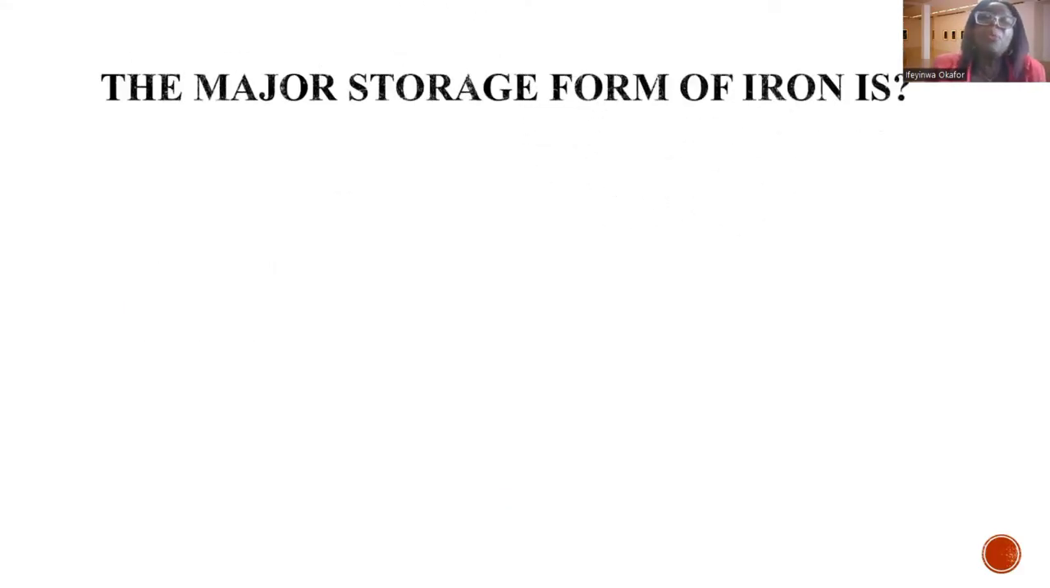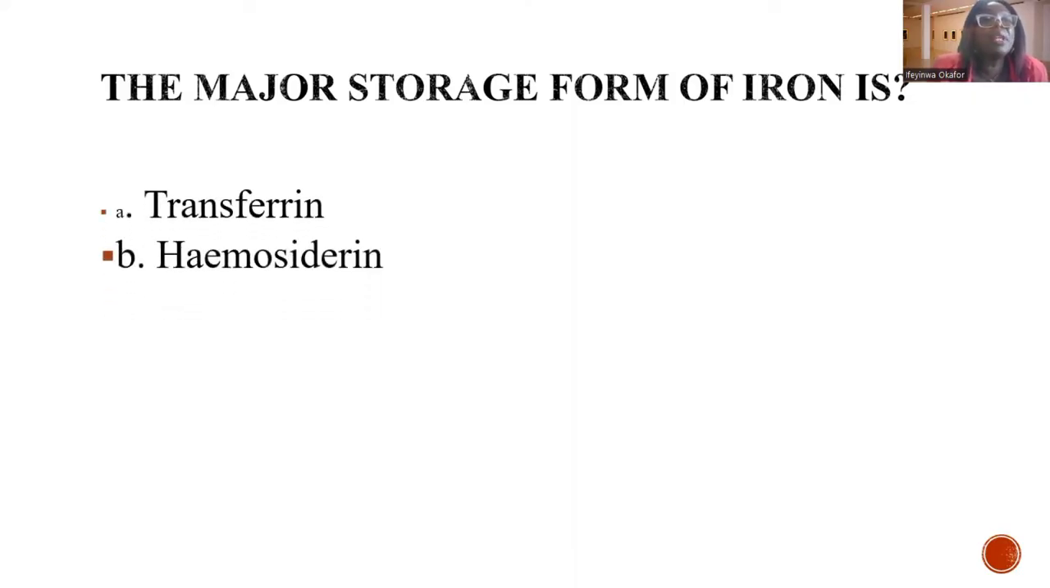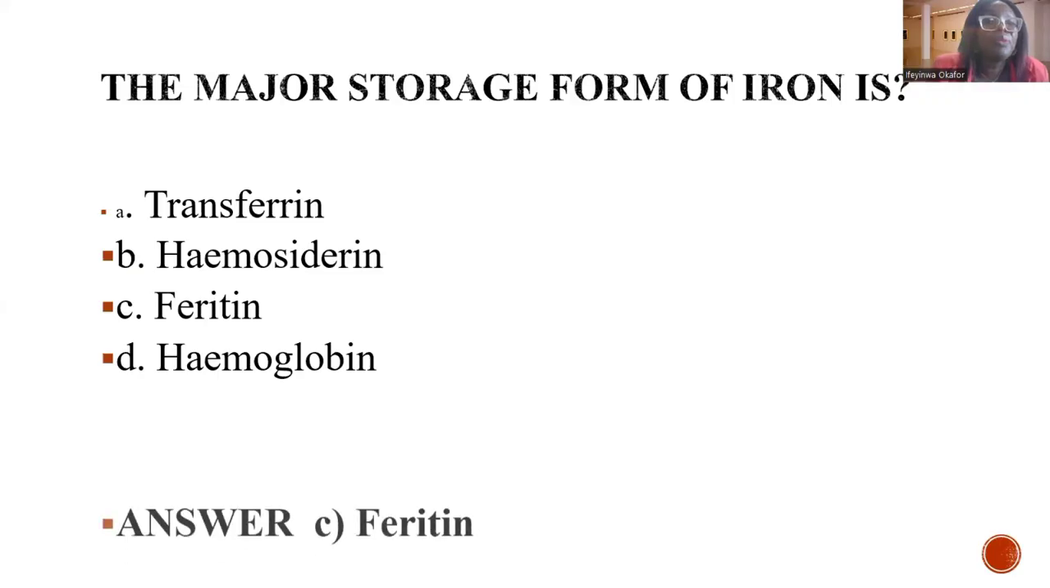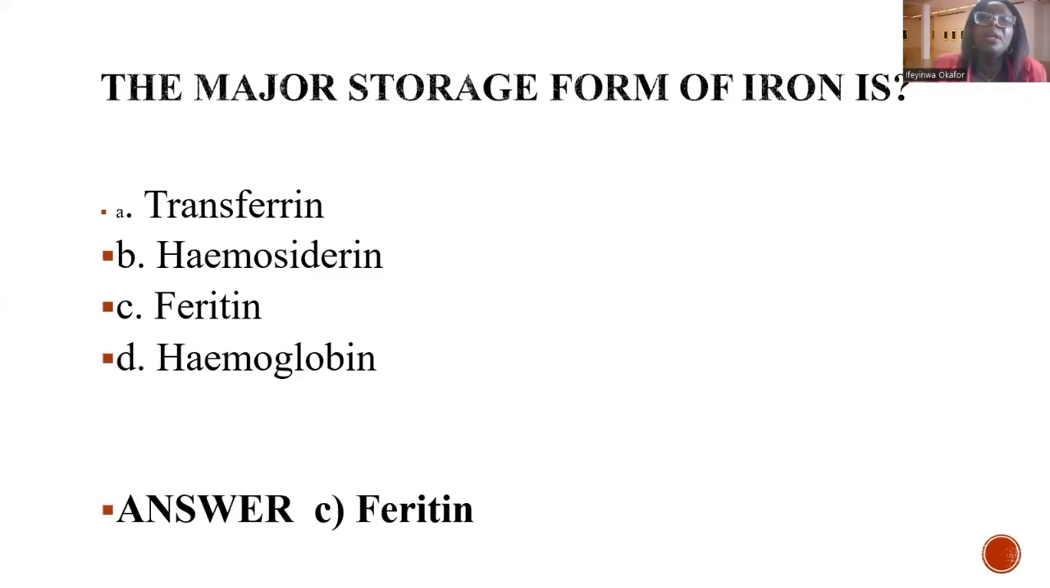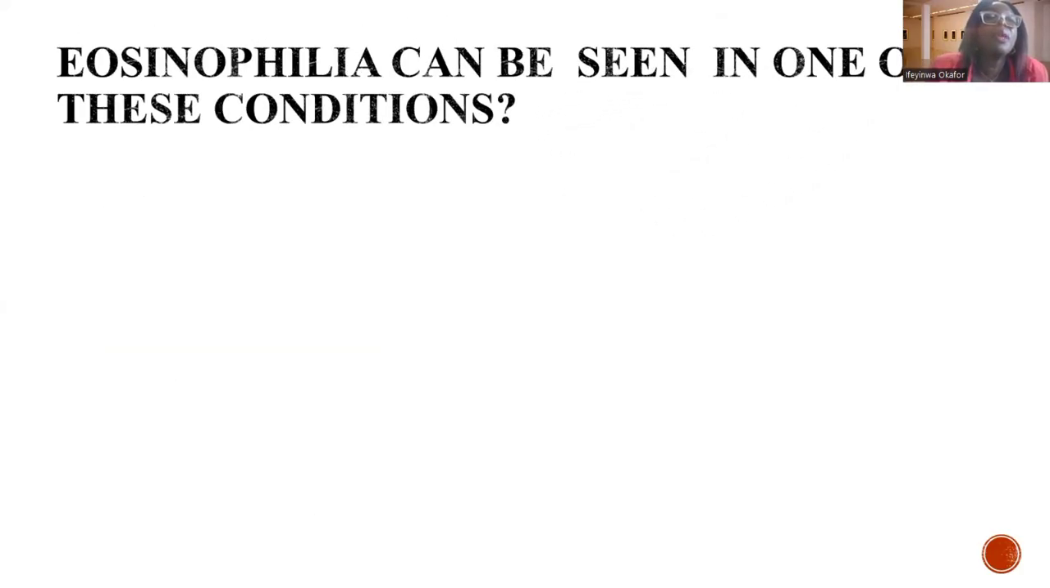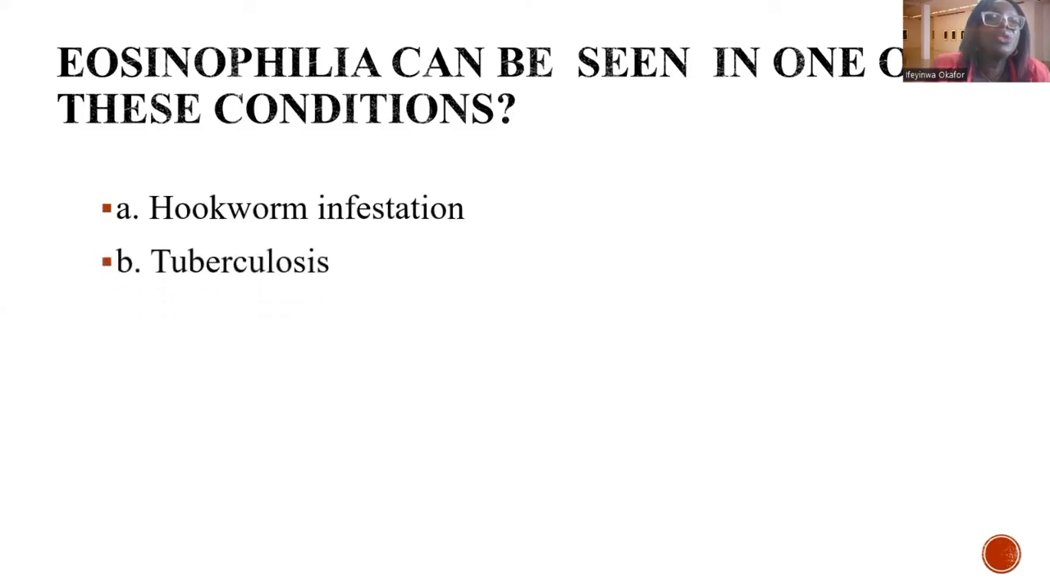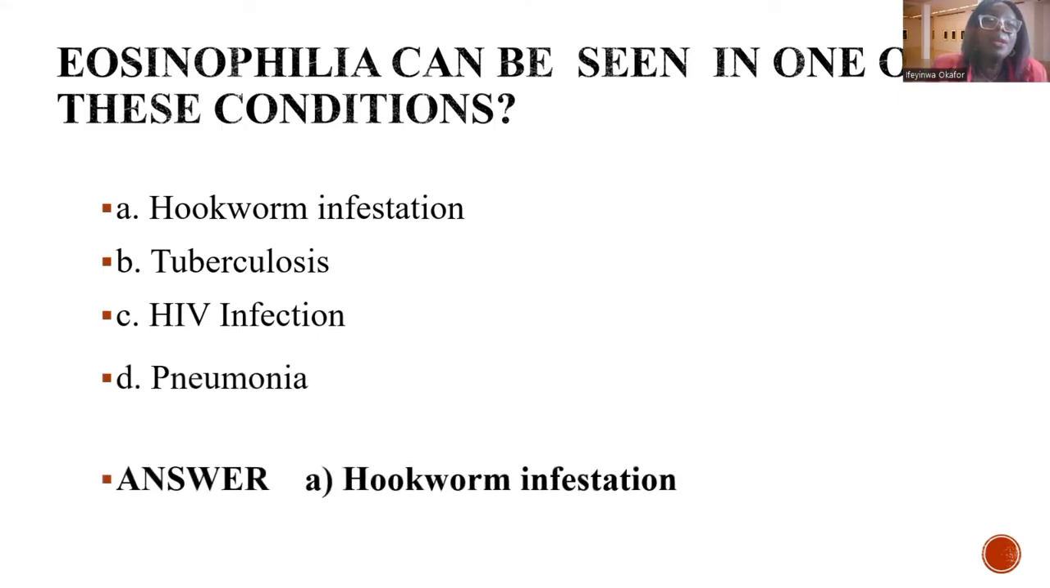The main storage form of iron is transferrin, hemosiderin, ferritin, hemoglobin. Answer is C, ferritin. Ferritin is major storage form of iron. Eosinophilia can be seen in one of these conditions: hookworm infestation, tuberculosis, HIV infection, pneumonia. Answer A, hookworm infestation.